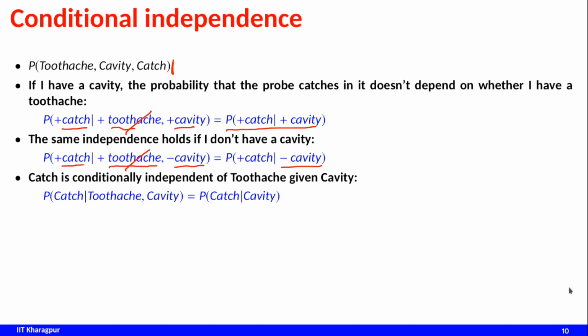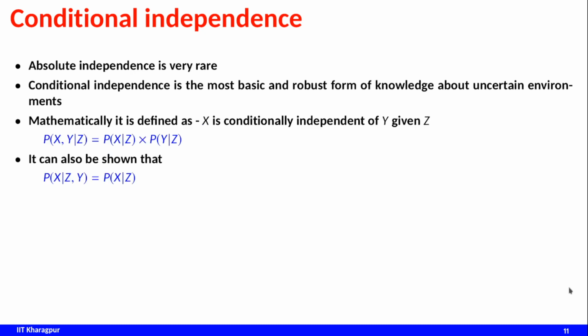So effectively, if we combine these two, we can write the probability of catch given toothache and cavity, which will solely depend on the cavity, not on the toothache. We would like to figure out such conditional independence in any practical scenario, which can help us a lot in representing the whole system. It is very rare to have full independence, so we look for conditional independence in most scenarios, and this is the most basic and robust form of knowledge about uncertain environments.